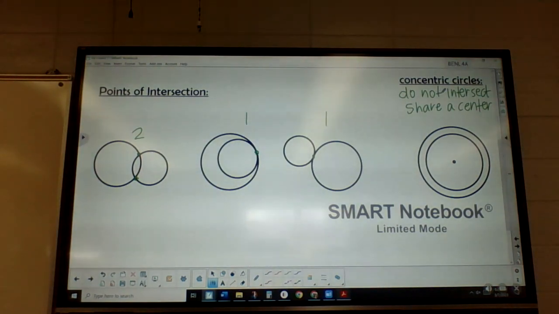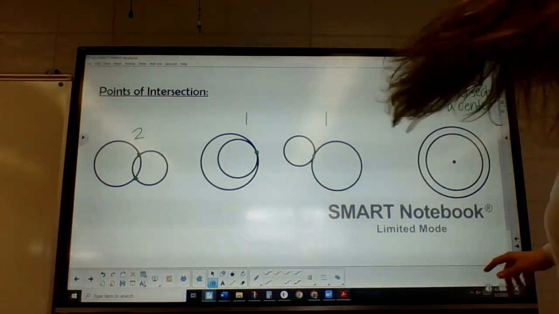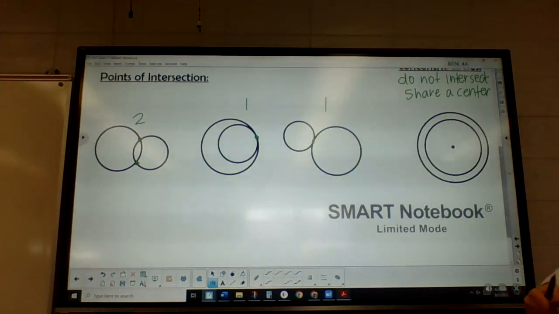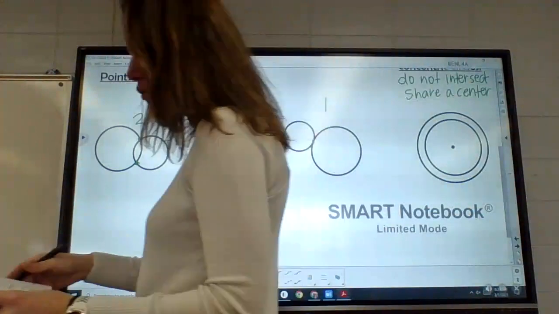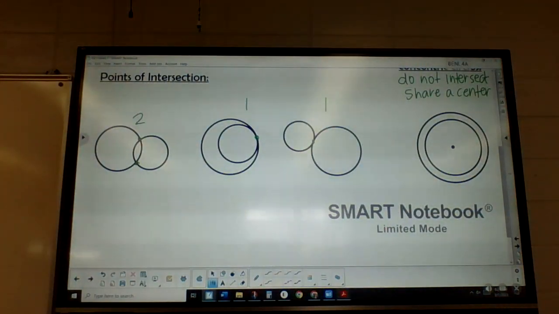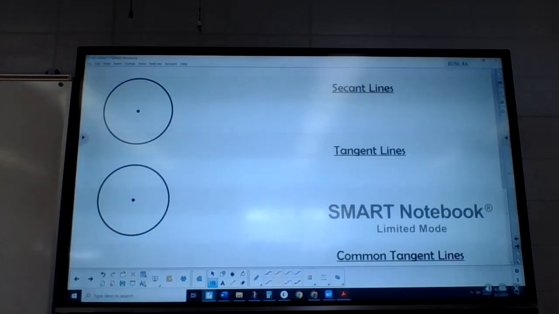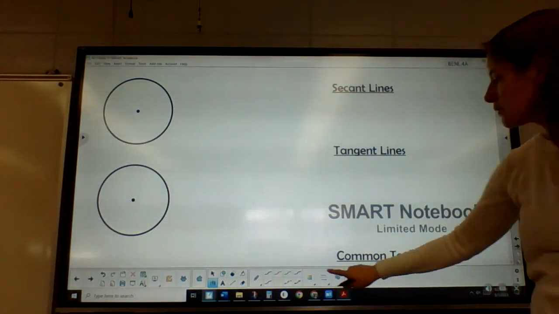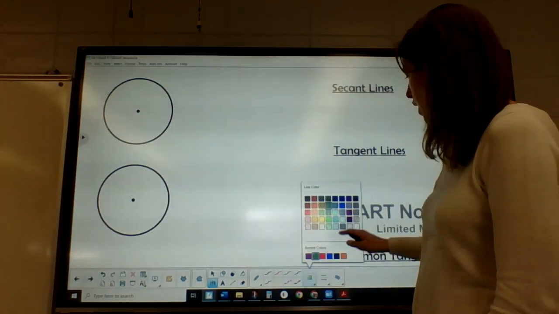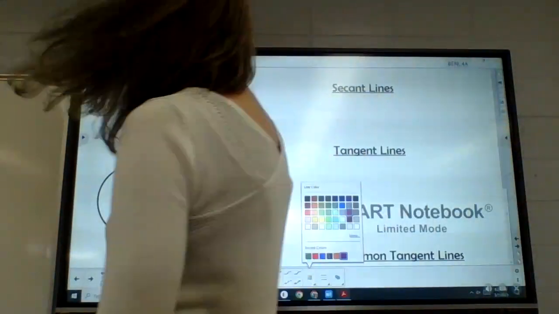All right, next we're gonna do three more vocabulary words and then we'll take a break. So a lot of vocabulary that I'm gonna refer to all chapter. So I guess it's really only two more vocabulary words. So the next one is called a secant line. So we're gonna draw this in. So a secant line.